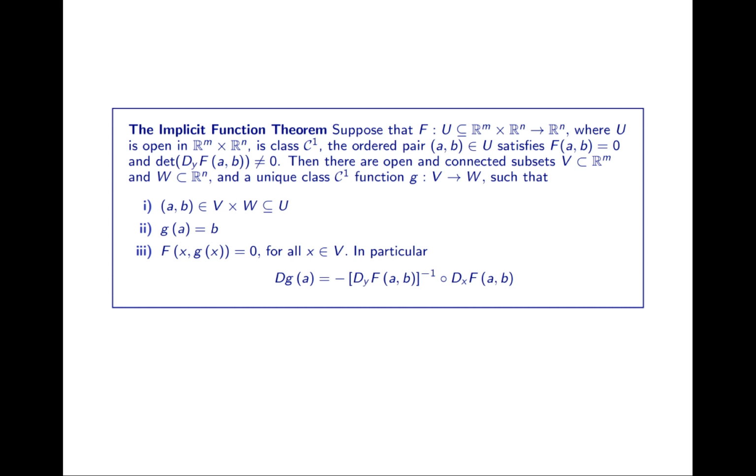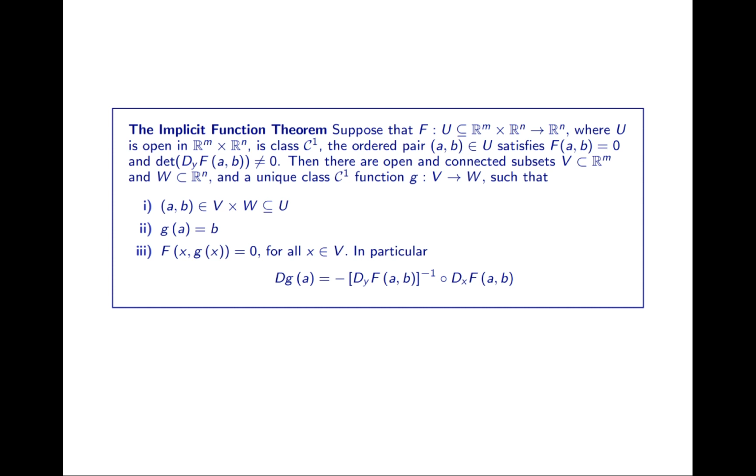Okay, so on to the main event. So suppose f maps an open subset of Rm by Rn to Rn. In other words, f takes an ordered pair of vectors, the first vector being in Rm and the second vector being in Rn, and f maps that ordered pair of vectors to Rn. Suppose f is class C1, and suppose that the ordered pair AB, meaning A is an m-dimensional vector and B is an n-dimensional vector, is in the 0 level set of f. In other words, f of AB is 0.